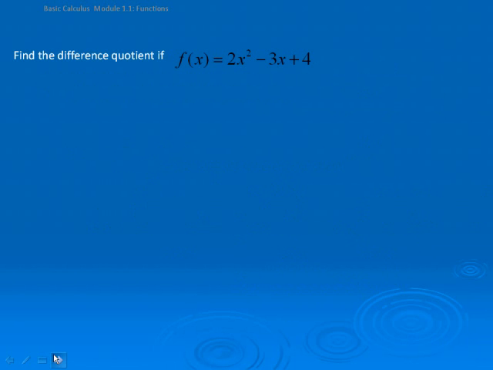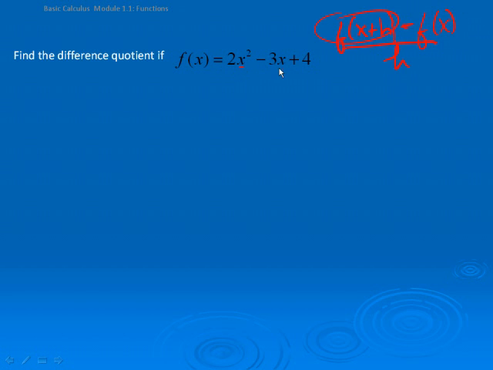All right, in our last example, we get to do a little more fun algebra stuff. We're going to find the difference quotient for this one. Now remember, my difference quotient is f of x plus h minus f of x all over h. So we're going to keep that in mind.